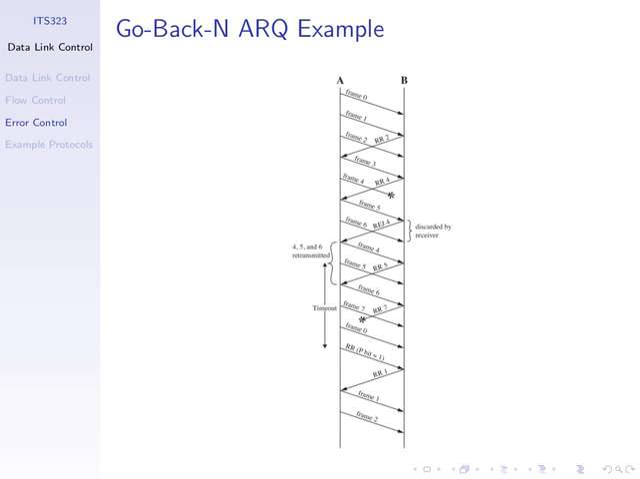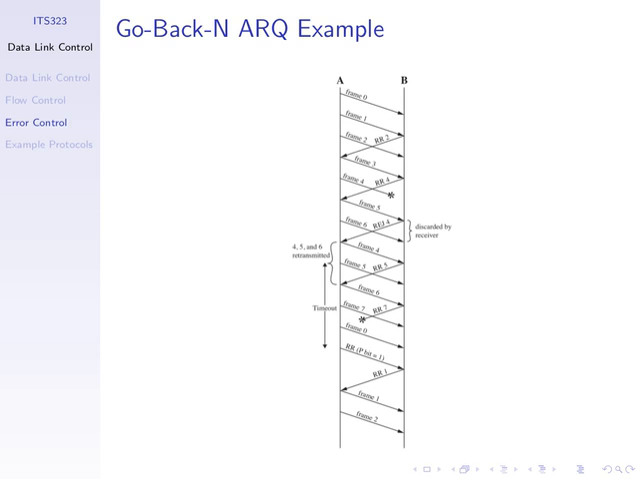B has received frame 0, 1, 2 and 3, and then frame 5. We expect to receive frames in sequence. We just received frame 3. We sent back a message saying we're ready to receive frame 4. But from B's perspective, the next thing we receive is frame 5. We're expecting 4, but we receive 5. Something went wrong. I'll assume frame 4 was lost. There's an error.